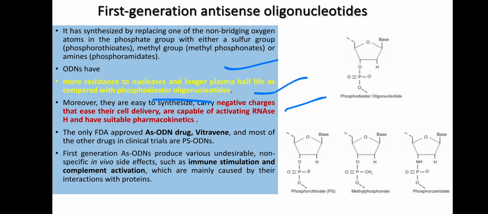And the second thing is that it carries negative charges. As we know, DNA has negative charges due to the phosphate, and the sulfur also has negative charges. So easy cell delivery is a more important thing, which directly promotes pharmacokinetics. In case of poor delivery, not targeted delivery, there is a challenge for the antisense molecule. But in presence of this phosphorothioate, they have negative charges, so it is easily delivered to the target region.